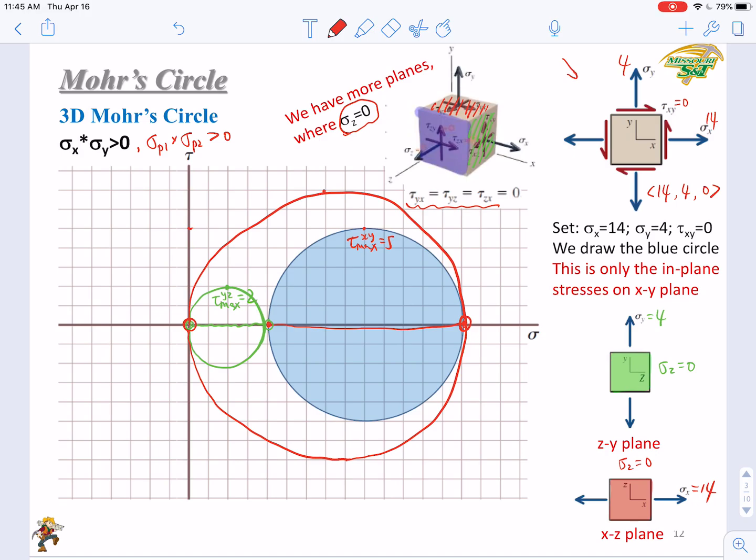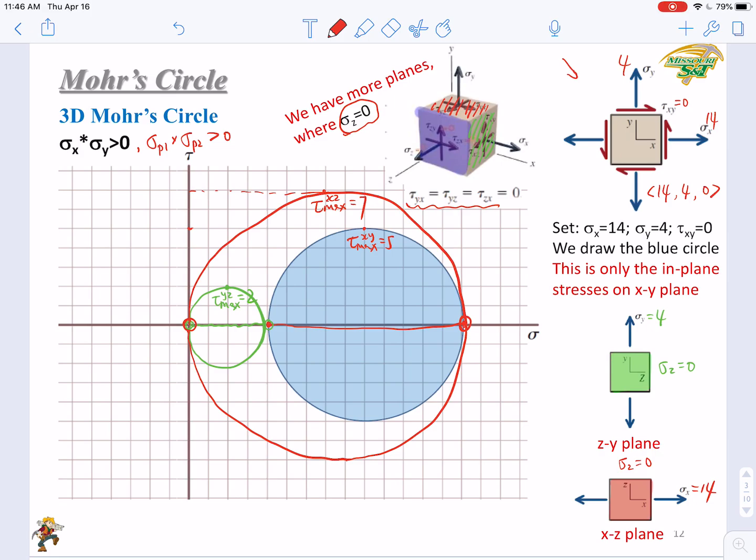On this XZ plane, you can easily determine that the diameter is 14 and the radius will be 7. So here you get the tau max on the XZ plane, that is 7. So you got 3 maximum shear stresses. Which is the biggest one? Which is the largest value? Obviously, that is the tau max XZ, that is 7. So this is called the absolute maximum shear stress.